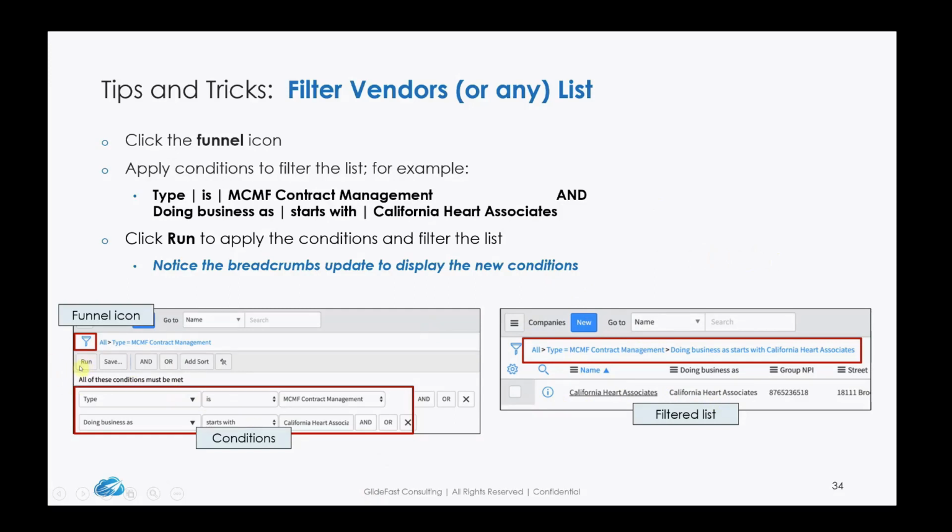Run is up here. Now, note that we said and here. There's also an or button here. So if you wanted to see things where either of them are true, but not necessarily both of them, you'd use that or button. Whereas if you wanted both of them to be true, as we see here, you click the and button. Note that the breadcrumbs update to display the new conditions. So we had smaller ones here that just said type equals MCMF contract management, but now we say type is MCMF contract management and doing business as starts with California Heart Associates.